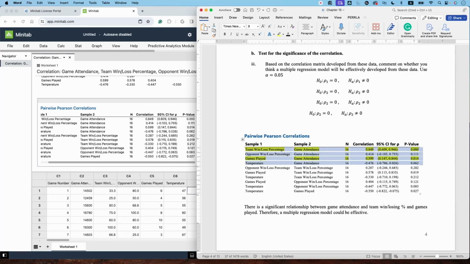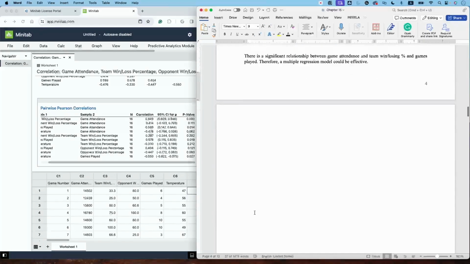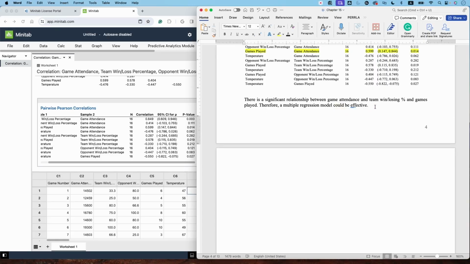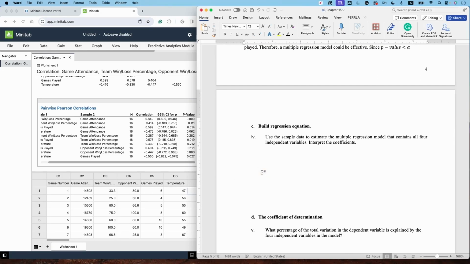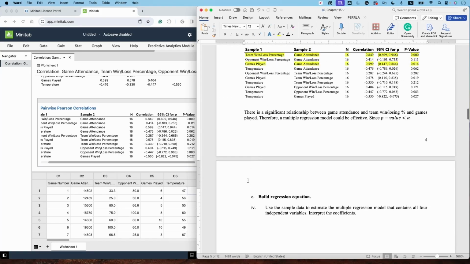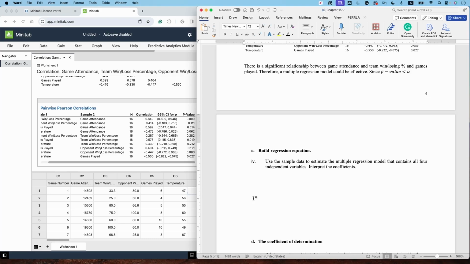So right now we are going to build the regression model. Again, we justify this since the p-value is less than alpha for both of them. After we said that we got something, we might think about the regression model. We're going to use the sample data to estimate the multiple regression model that contains all of the variables. Then we're going to interpret the coefficients.